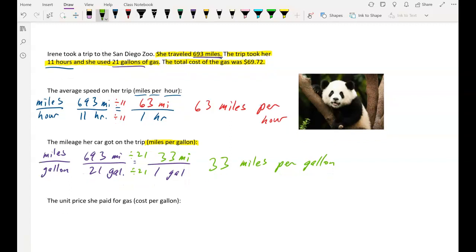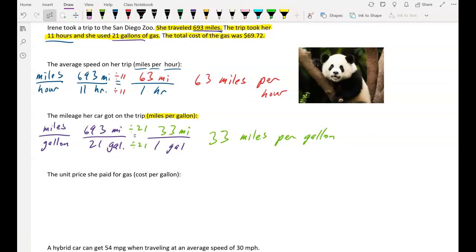That's pretty good. And the unit price that she paid for her gas, well, we're looking for the cost per gallon of gas.